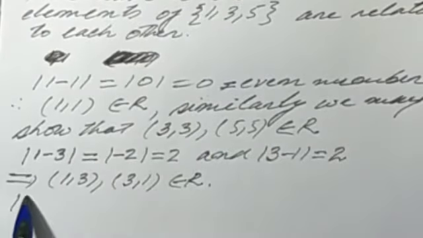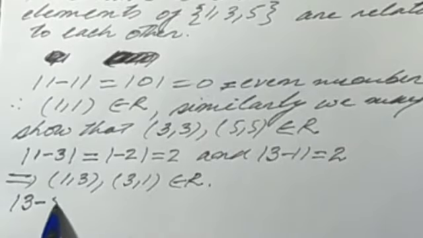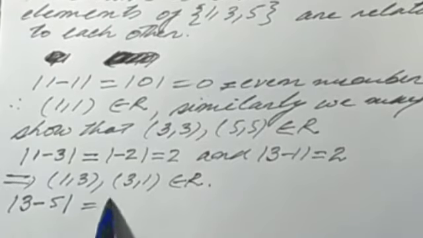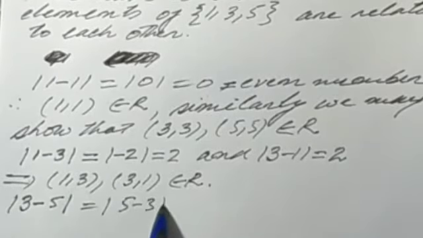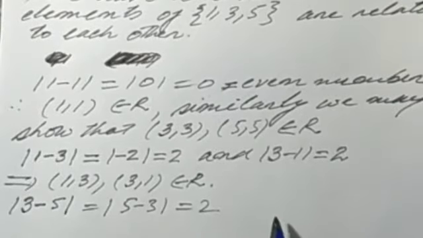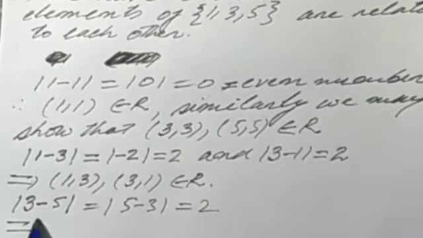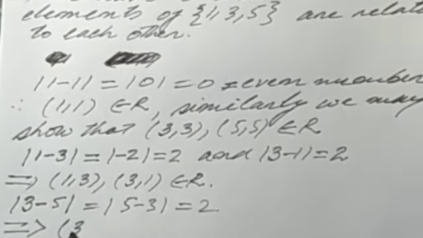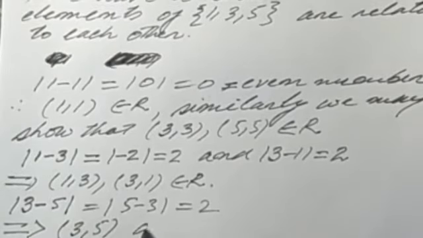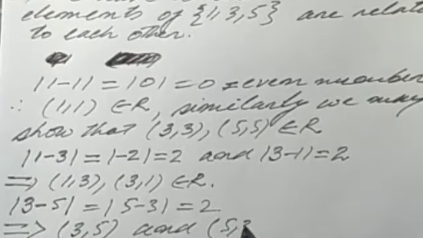Now let us take 3 and 5 in the same way. Modulus 3 minus 5 is equal to modulus 5 minus 3 is equal to 2, which is an even number. So it implies that the ordered pair 3 comma 5 and the ordered pair 5 comma 3 also belong to R.